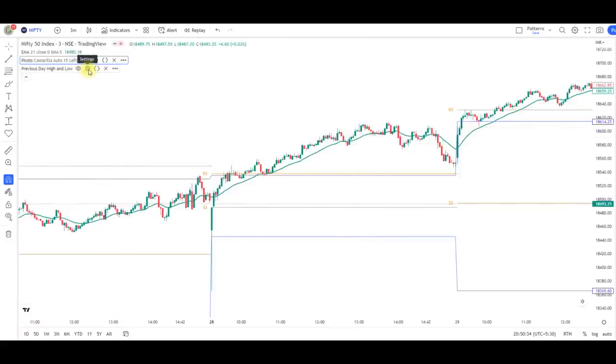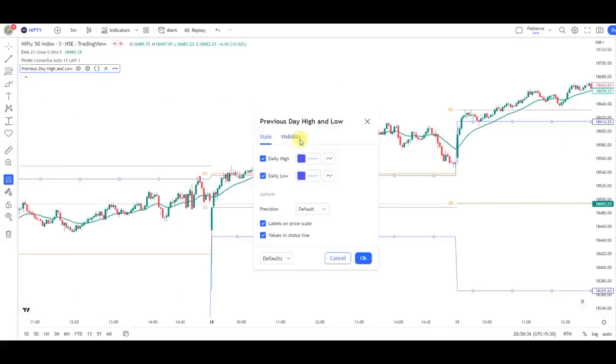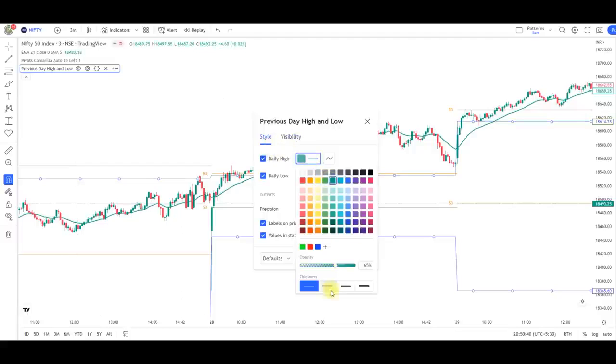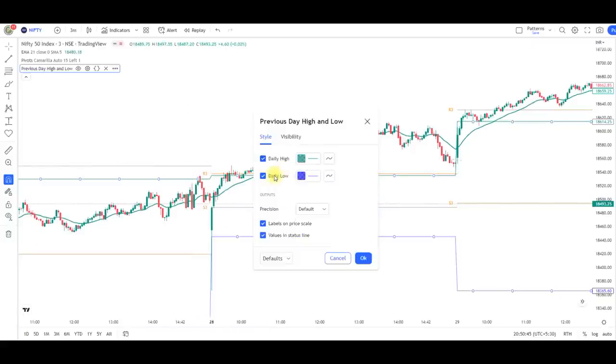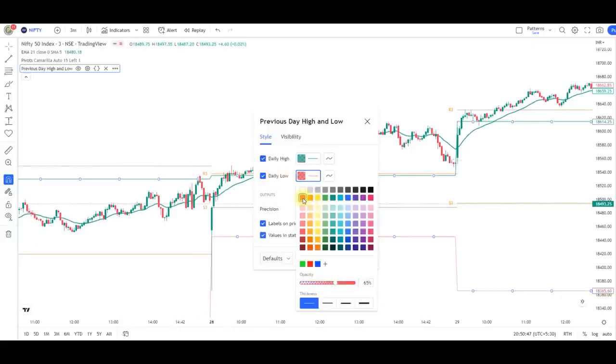The next one is previous day high and low. Go to the settings there and in style, previous day high, I am making it green in color as it is yesterday's high, that is previous day high, and previous day low I am making it red in color.